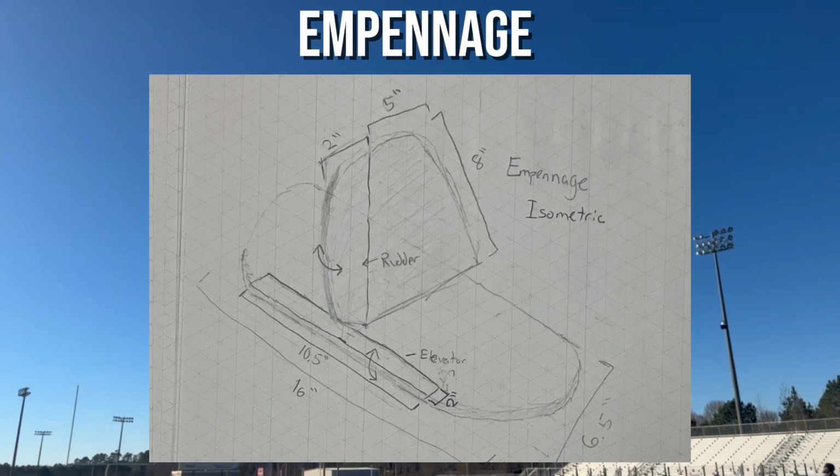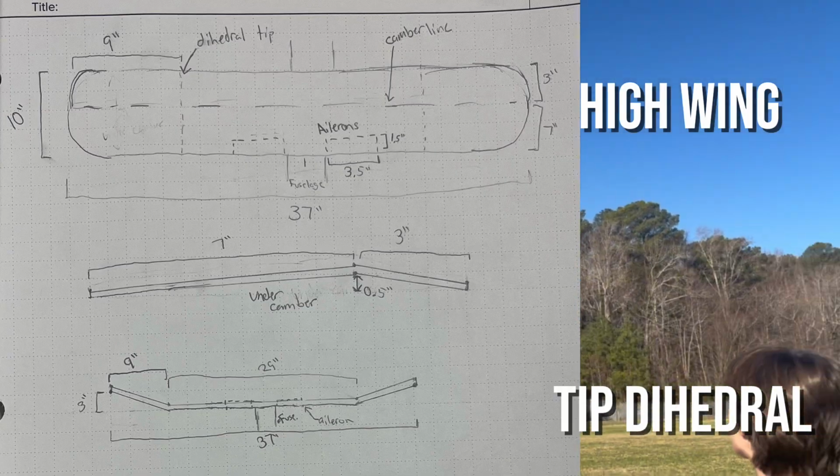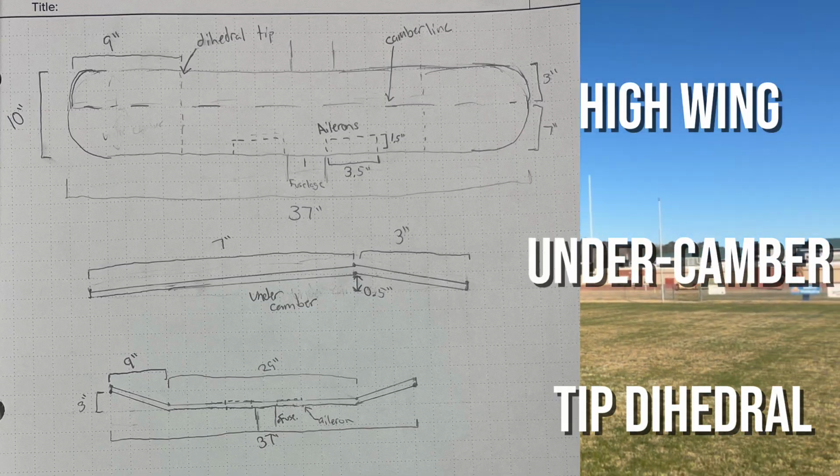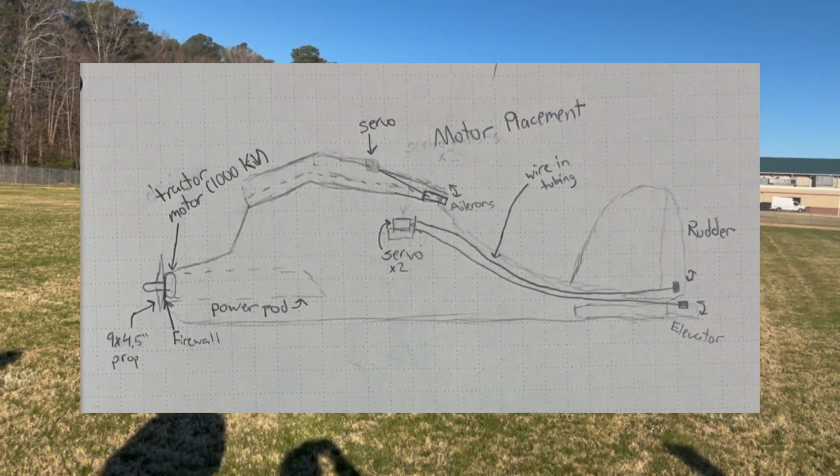At this stage, we locked in several major design choices. We committed to a high wing configuration, tip dihedral, and an undercambered wing, all based on our goal of building a slow, stable aircraft that would be easier to control during the course.